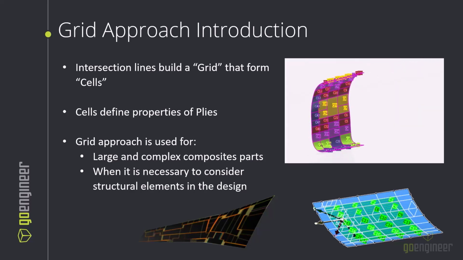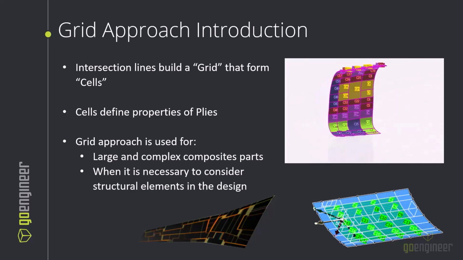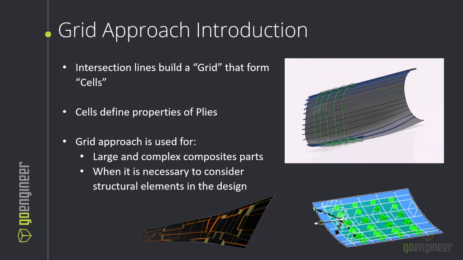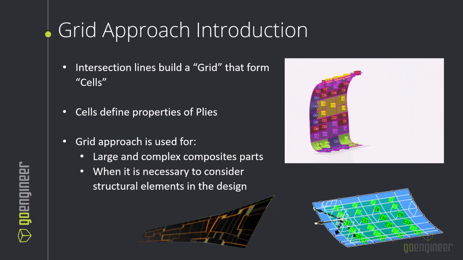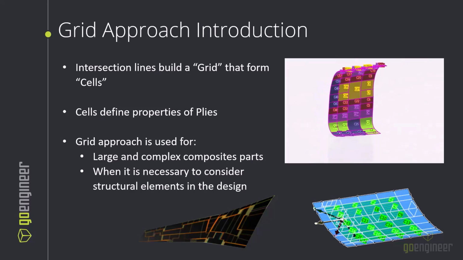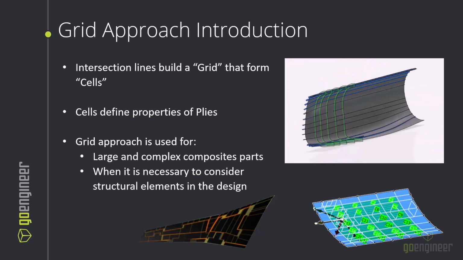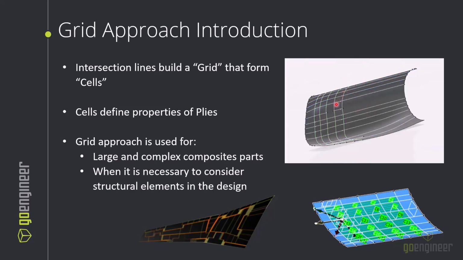Then we move on to combining the cells to develop the contour of our plies, as well as subsequently defining the sequences. Where the grid approach is most ideally used is within large and complex composite parts, such as wings, fuselages, and wind blades, and also when it is necessary to consider the structure elements, such as stiffeners, stringers, and frames. So if we look in this GIF here, we have some structural elements that are intersecting with our base surface, and we're using these intersections to develop our lines that create our grid.